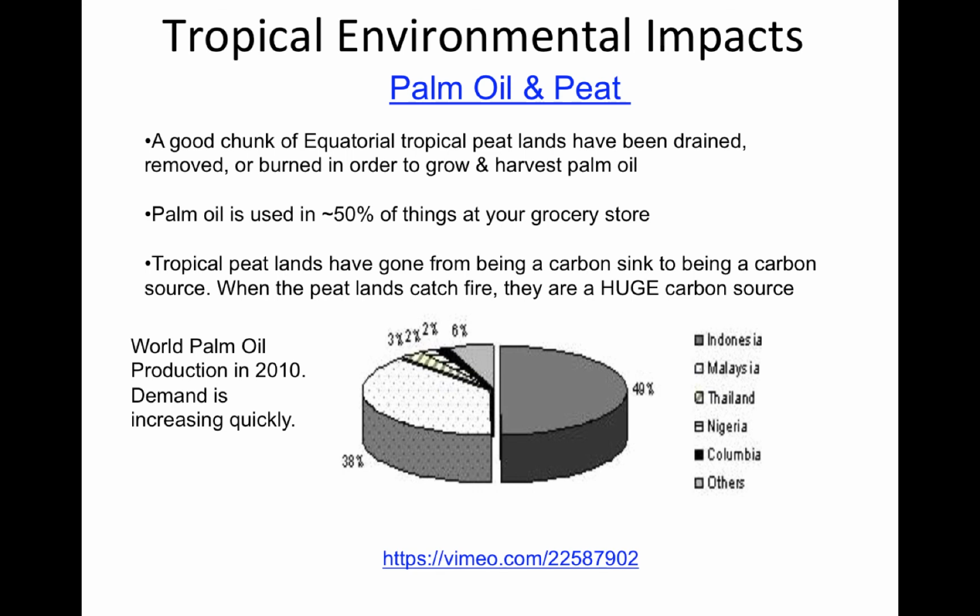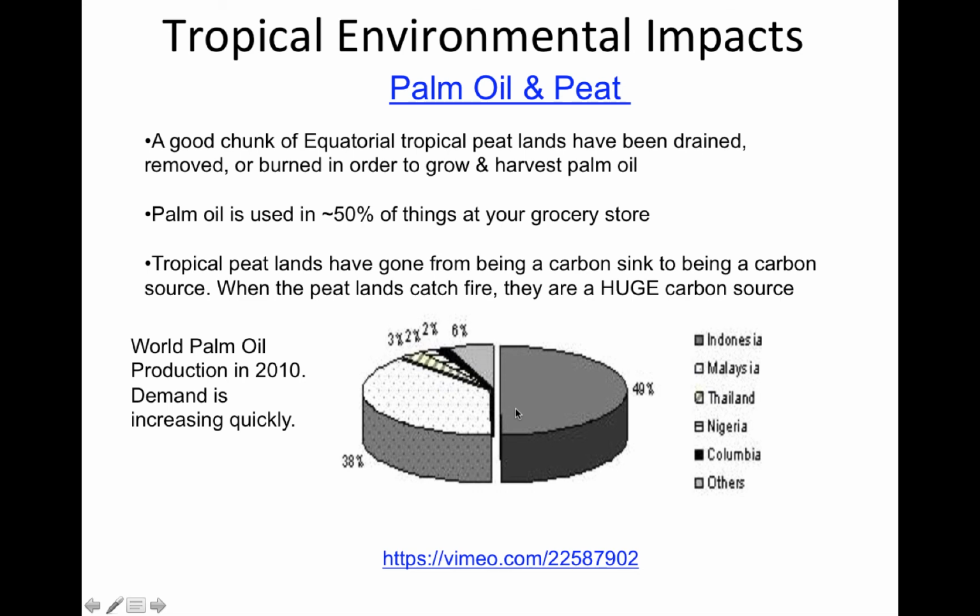Tropical peatlands have gone from being a carbon sink, taking more carbon out of the atmosphere, to being a carbon source now. When the peatlands catch on fire, they're a huge carbon source. And so this happened in Borneo just a year or two ago, and it gave off as much CO2 emissions during those peat fires as all of China would in a whole year.